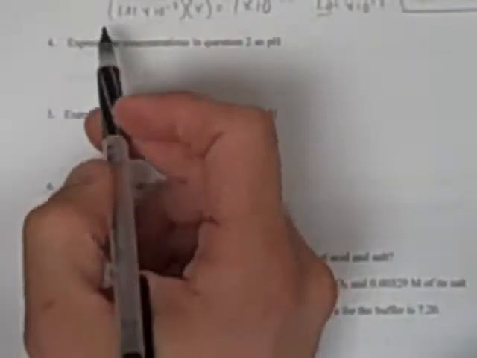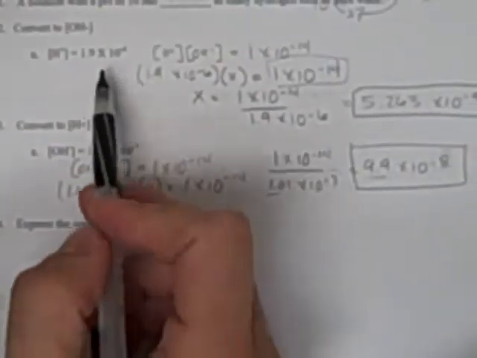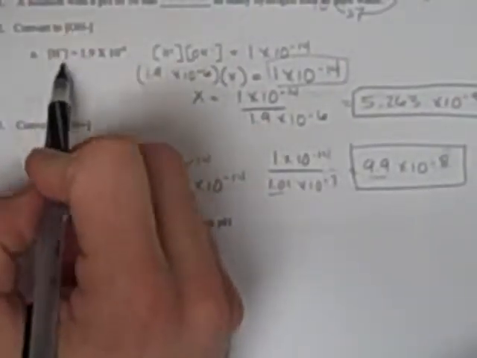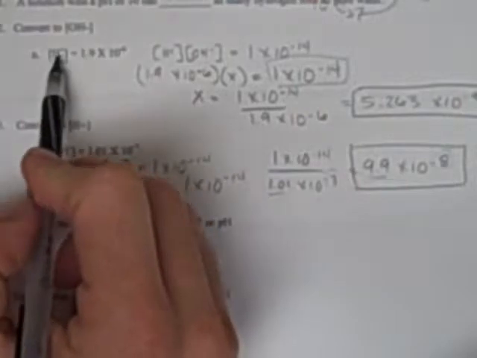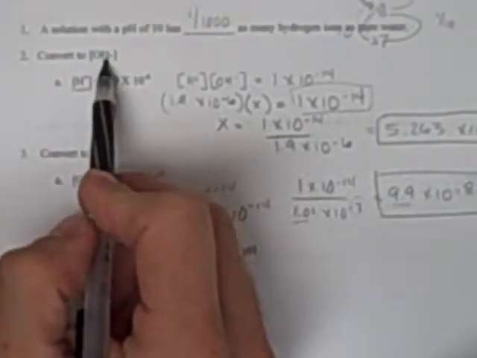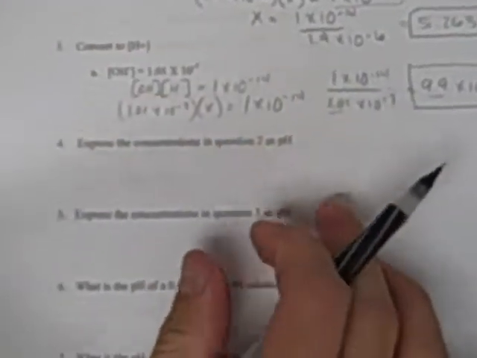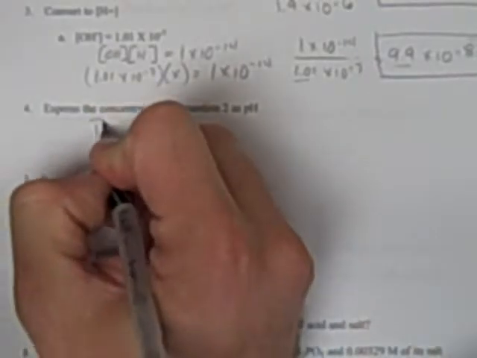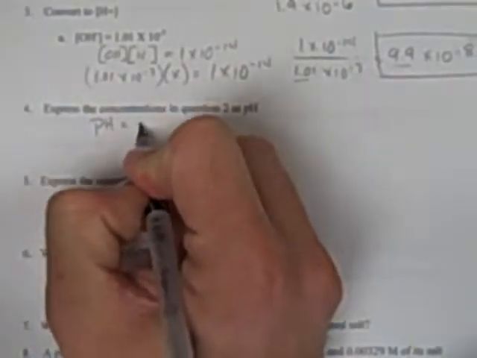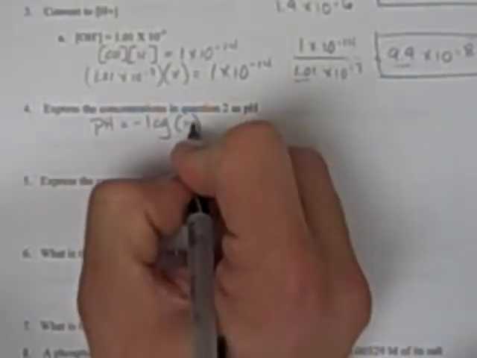Okay, here we go with part 2 of pH help. So question number 4 on this unit 3 section 4 homework asks, express the concentrations in question 2 as pH. So in question 2, I was converting from hydrogen ion concentration to hydroxide ion concentration. But if I've been given the hydrogen ion concentration, finding the pH is a piece of cake. And the formula is simply pH is equal to the negative log of my hydrogen ion concentration.